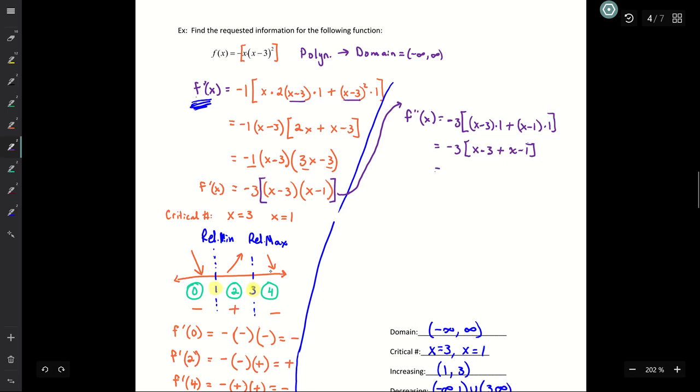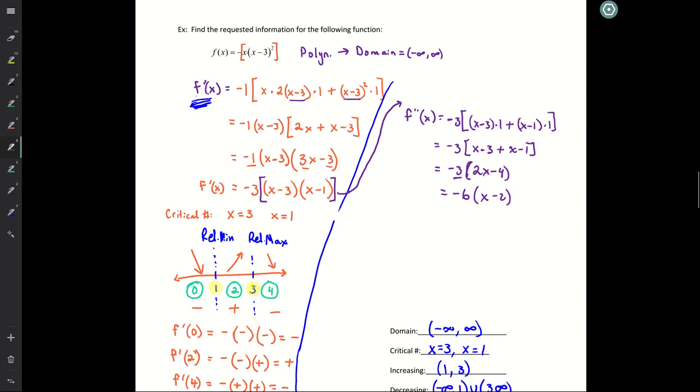And so that's going to reduce to -3. We can do parentheses at this point. You don't need the brackets. We've got an x plus an x, so that's 2x. And then a -3 minus 1, so that's -4. And then I have a factor of 2 in common to both of those. That 2 would be multiplied by the -3 on the outside. So I'd have -6, and then this would become an x minus a 2. All right, now we're looking for possible points of inflection.